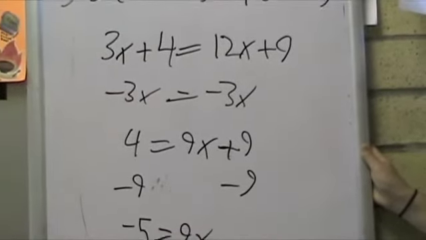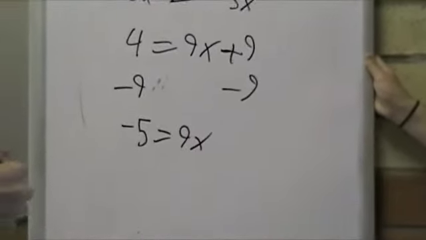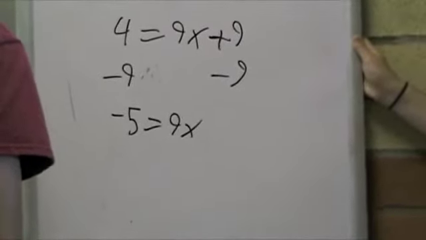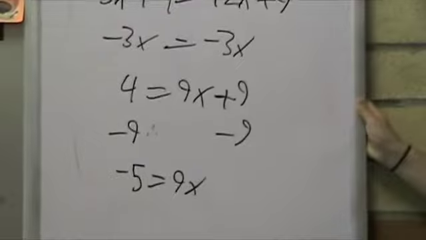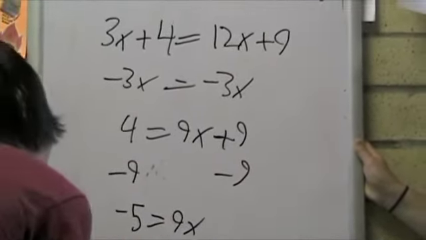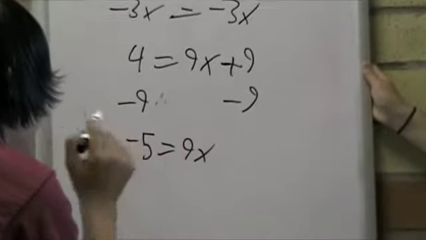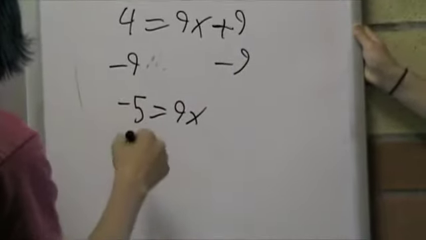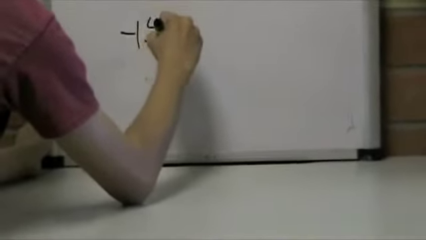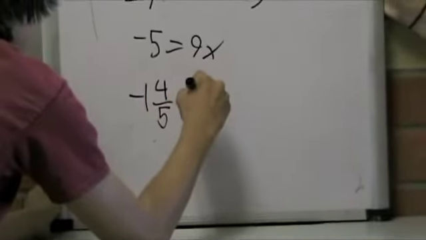Yes, it is. So, what do I do from here? Oh, that definitely sounds like you know what you're doing. I do sometimes. So then, negative 5 divided by 9 is negative 5/9, which is equal to x.